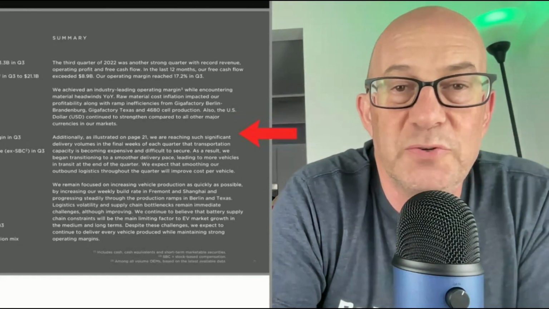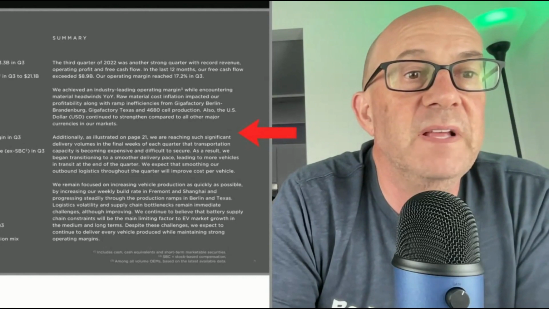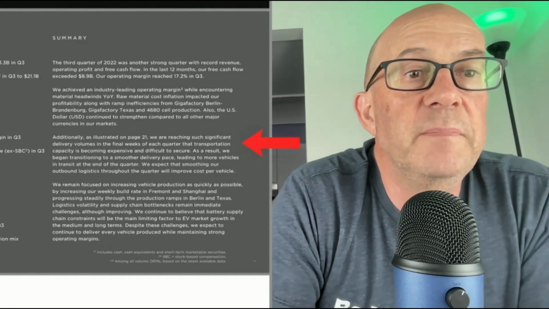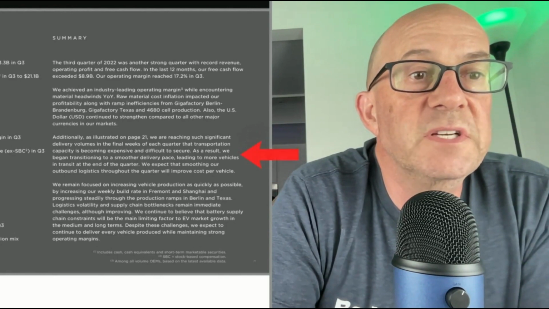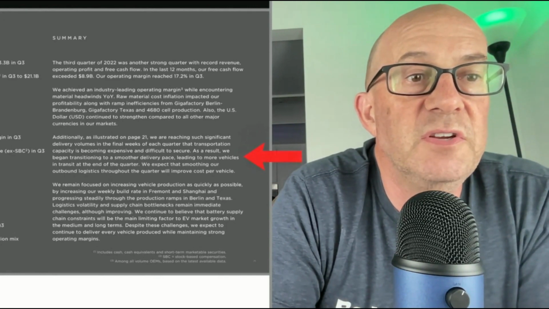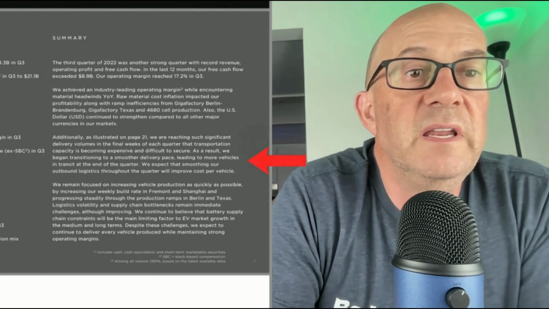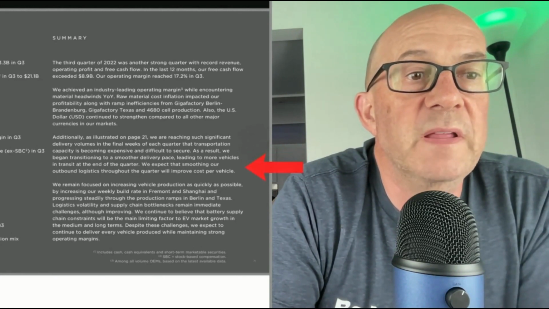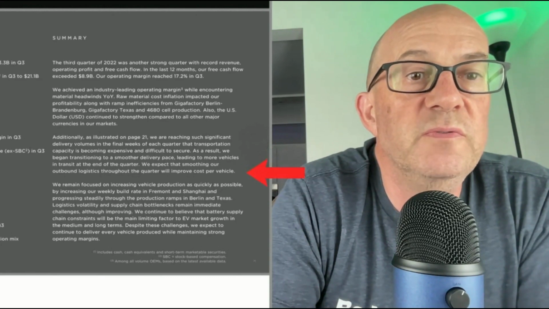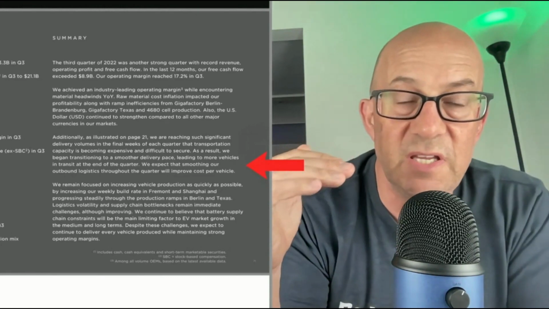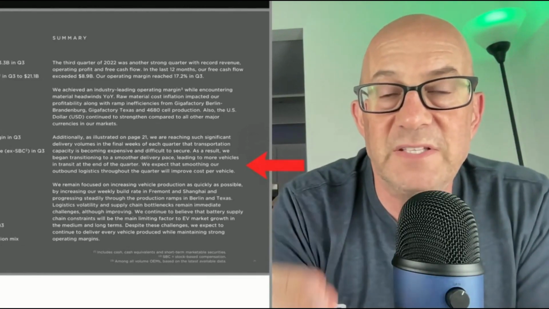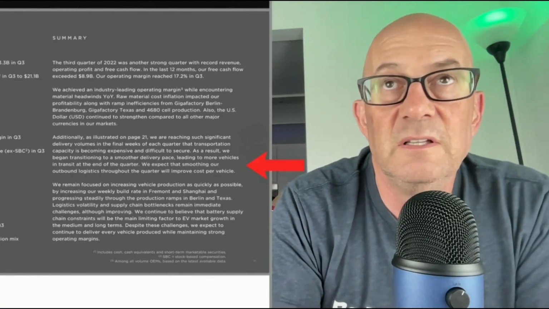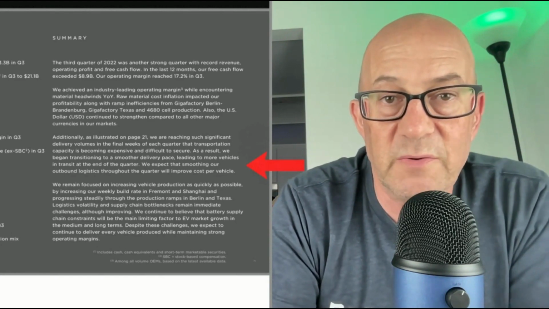I think that's still true. I haven't followed the dollar, but I think that's still true. Additionally, as indicated, page 20, reaching such significant delivery volumes that transportation capacity is becoming expensive and difficult to secure. As a result, we began transitioning to smoother delivery pace, leading to more vehicles in transit at the end of quarter. We expect that smoothing outbound logistics will improve cost per vehicle. So we should see, again, lower cost per vehicle as they do this. So there's a number of things that are lowering cost per vehicle. Lower cost of goods sold should increase gross margins.